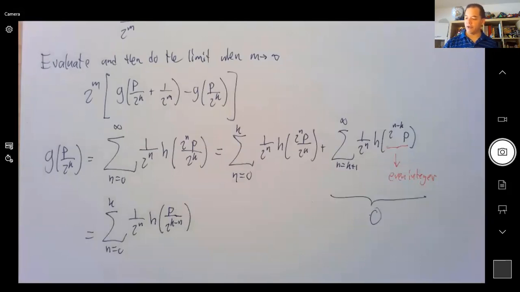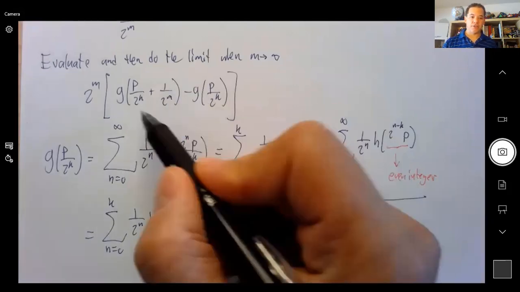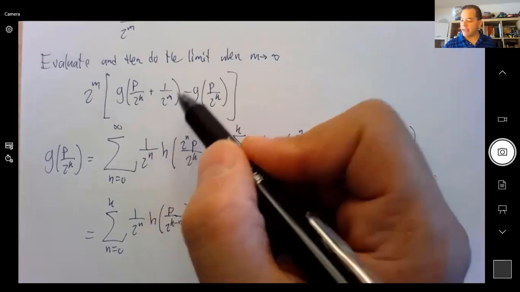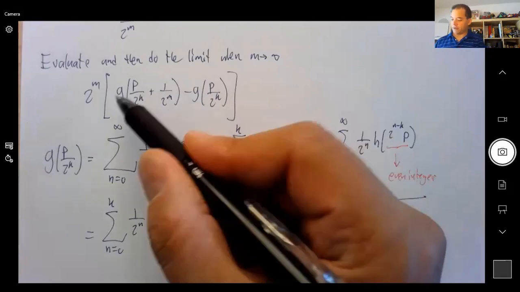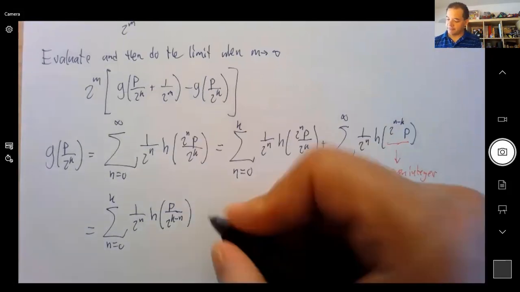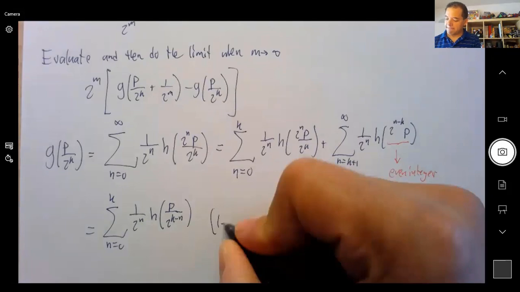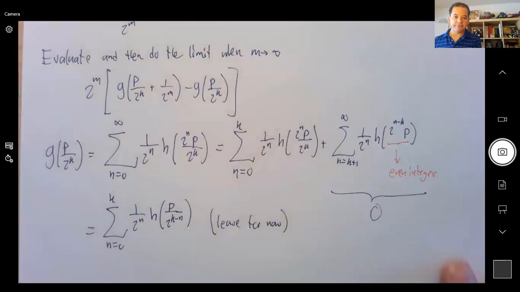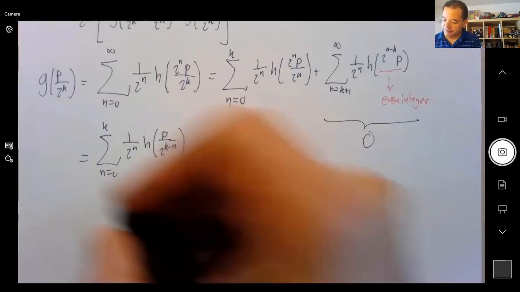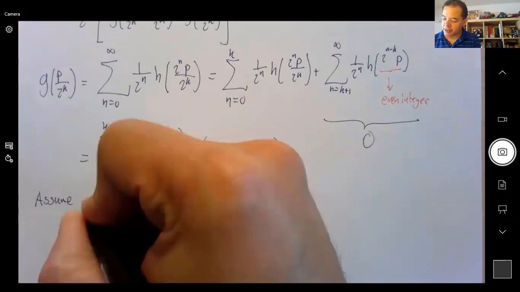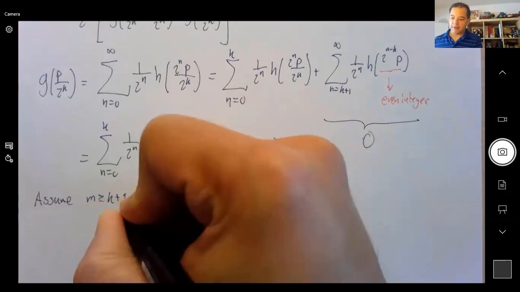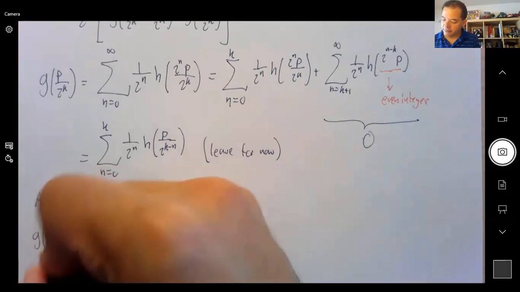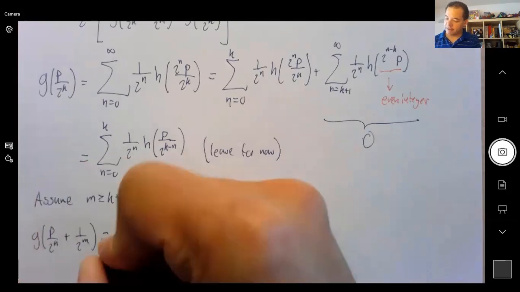And then let's try to do the other one. Let's try to do this. G of P over 2 to the K plus 1 over 2 to the N. Right? And let's think that the M is bigger than K. So let's leave that for now. And let's work on the next one. So let's assume M is big. So M is bigger than K plus 1. And then we want now to do G of P over 2 to the K plus 1 over 2 to the M. Right? So same thing.